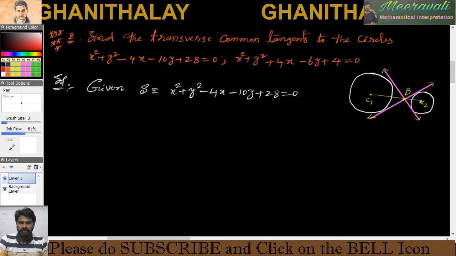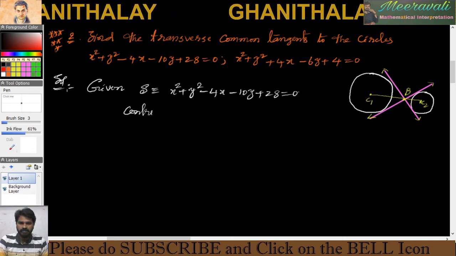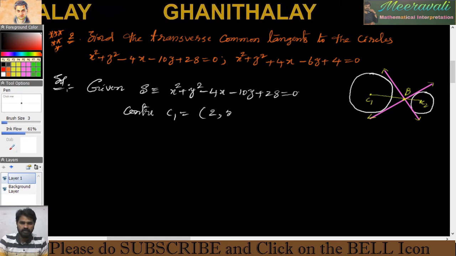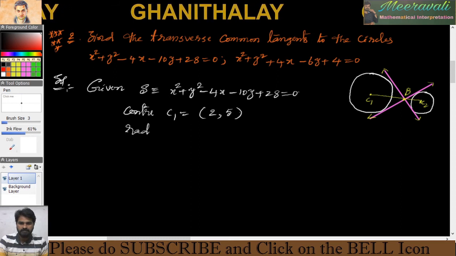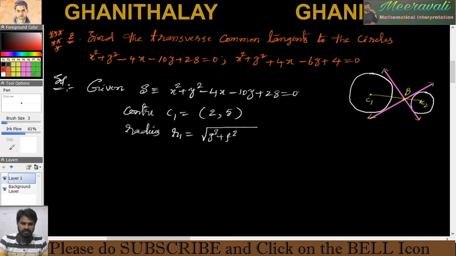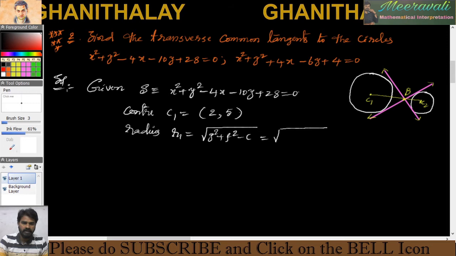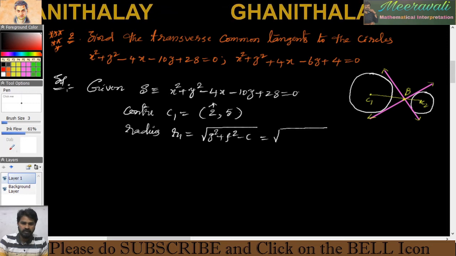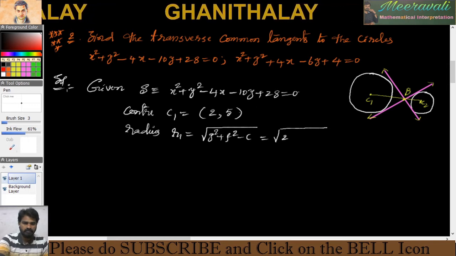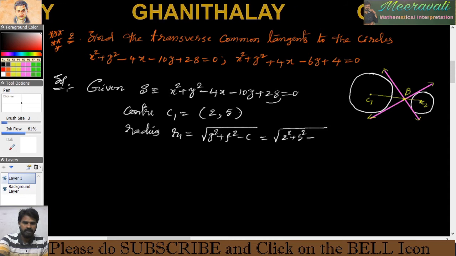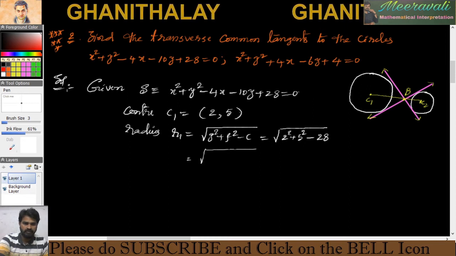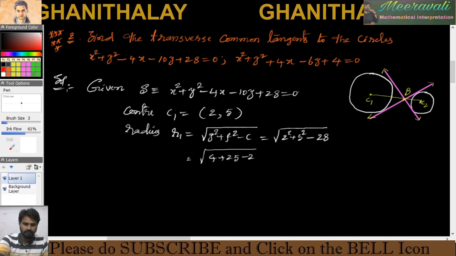So by taking the first circle we need to find the center. So the first circle center can be taken as C1, that is half of the negative of x coefficient, half of the negative of y coefficient. Next, radius R1 is equal to square root of g square plus f square minus c. This is the formula. But you have to write directly the x coordinate and y coordinate of the center and square them directly. So that is 2 square plus 5 square minus the constant of the circle term, so 28. So finally you should write 4 plus 25 minus 28.